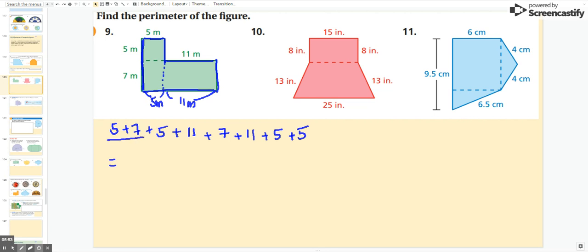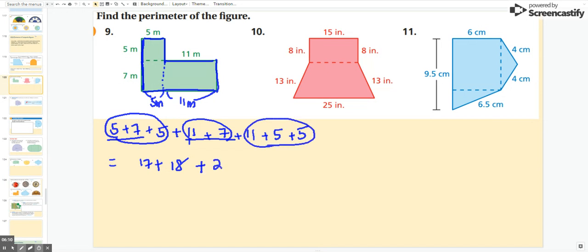So let's just add them together. 5 plus 7, 12. 12 plus 5, 17. So 17. Okay, this whole thing is 17. And this is 18. And this is 21. And this is 35. So the answer is 56 meters.